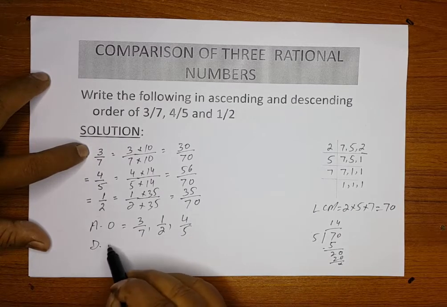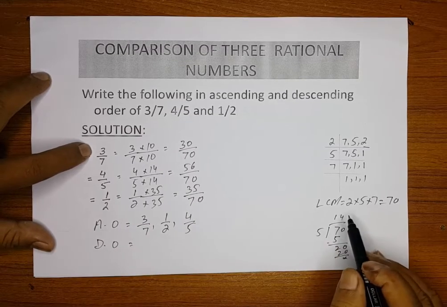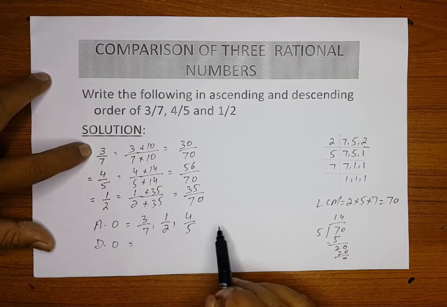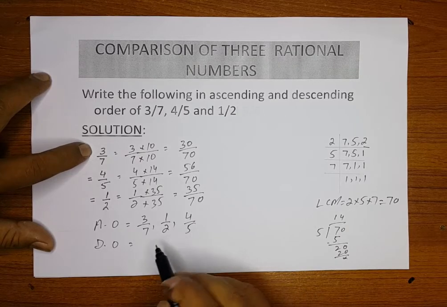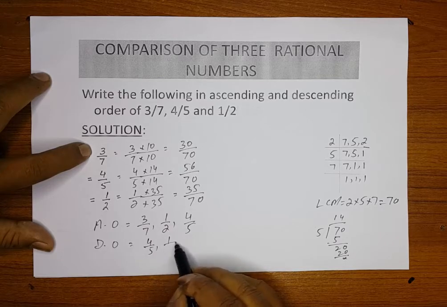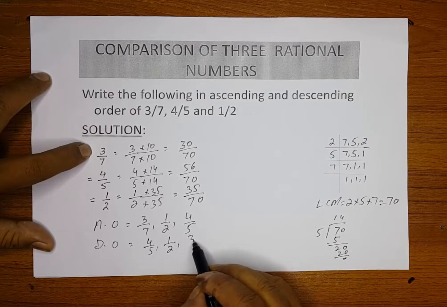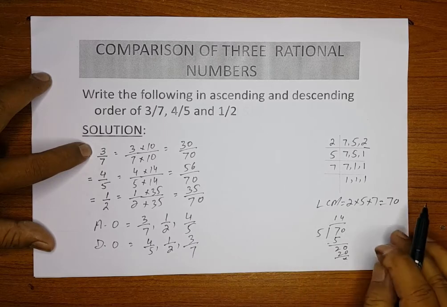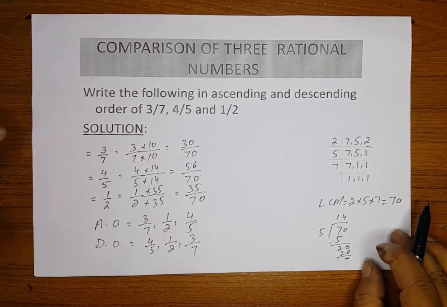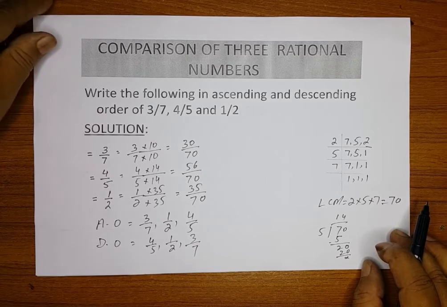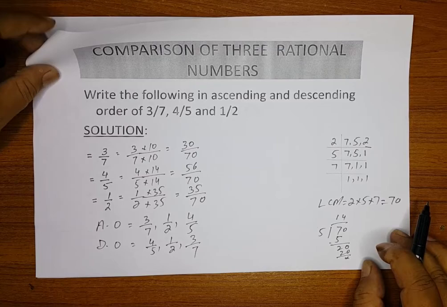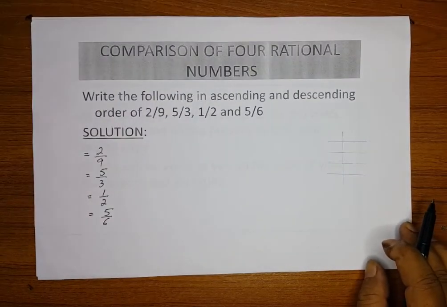Now come to descending order. Bigger to smaller. So change this arrangement. Bigger is 4 upon 5, then 1 upon 2, and then 3 upon 7. So this arrangement is our descending order. So students, in this way we can find the comparison of three rational numbers.